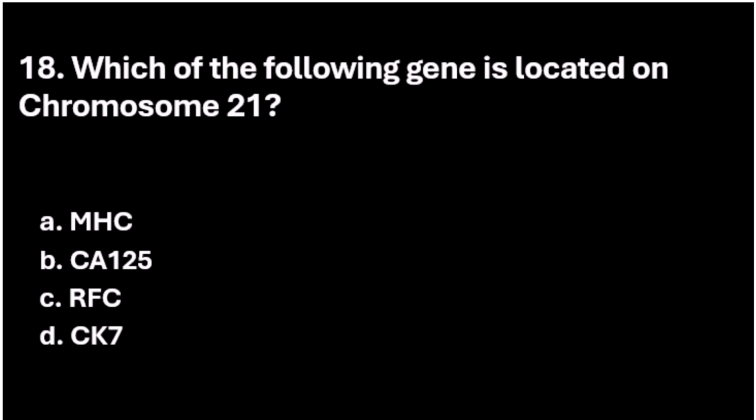Next question. Which of the following gene is located on chromosome 21? Option A, MHC. Option B, CA125. Option C, RFC. Option D, CK7. Let us see the right answer. The right answer is option C. RFC is the gene located on chromosome 21.